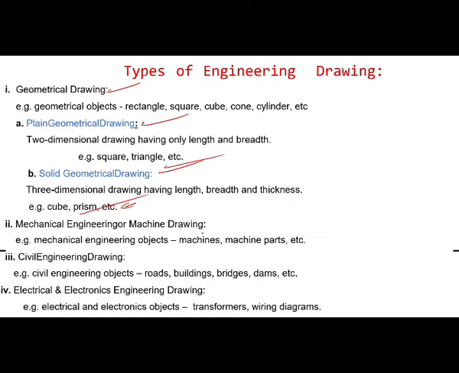Next is mechanical engineering or machine drawing, like mechanical engineering objects, machines, machine parts, etc. The third one is civil engineering drawings. Civil engineering objects like roads, buildings, bridges, dams, etc. come under civil engineering drawings. And the fourth one is electrical and electronics engineering drawings, like electrical and electronics objects, transformers, wiring, resistors, and any other electronics drawings like PCB boards.